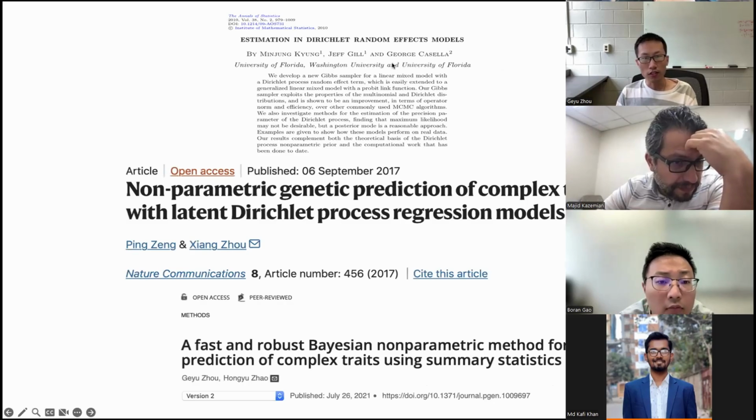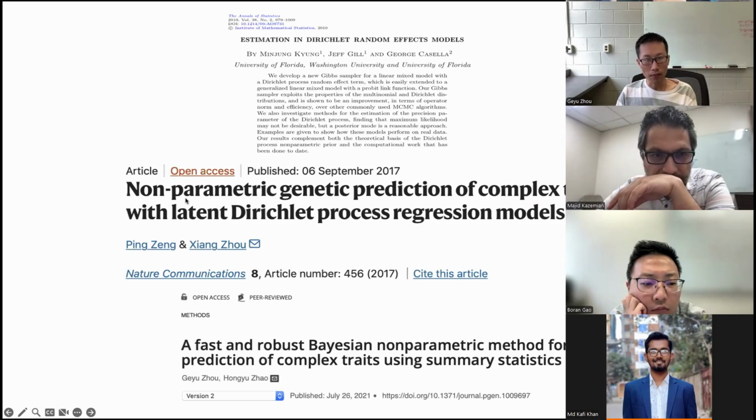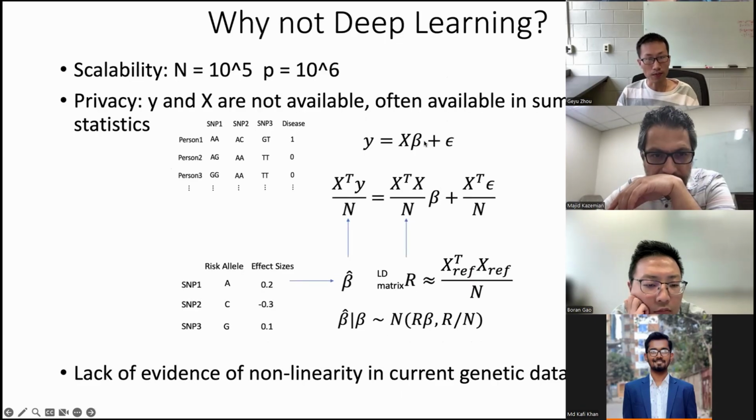The application of the Bayesian process random effects model can be first dated to 2010 by a paper published by Kassiller. And in 2017, Xiang's group published papers extending this kind of process model to genetic prediction. And in 2021, my first graduate project worked on extending this genetic risk prediction model using the Bayesian prior to use summary statistics, which I'm going to talk about here.